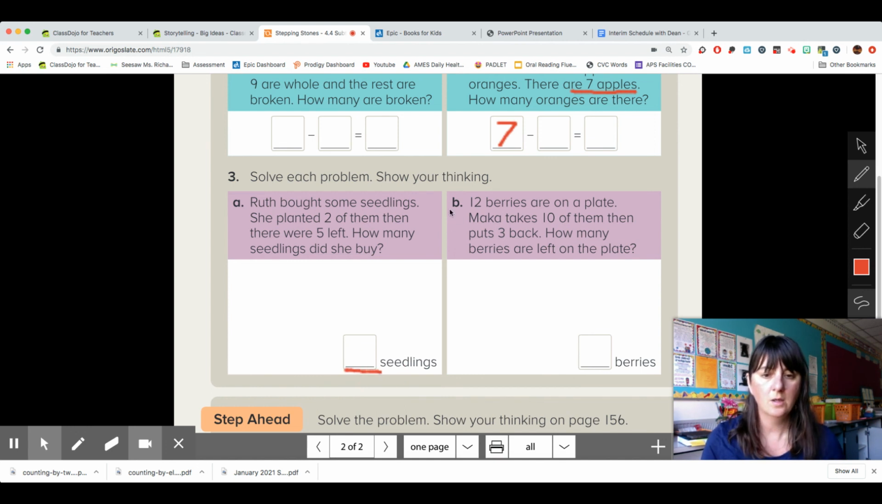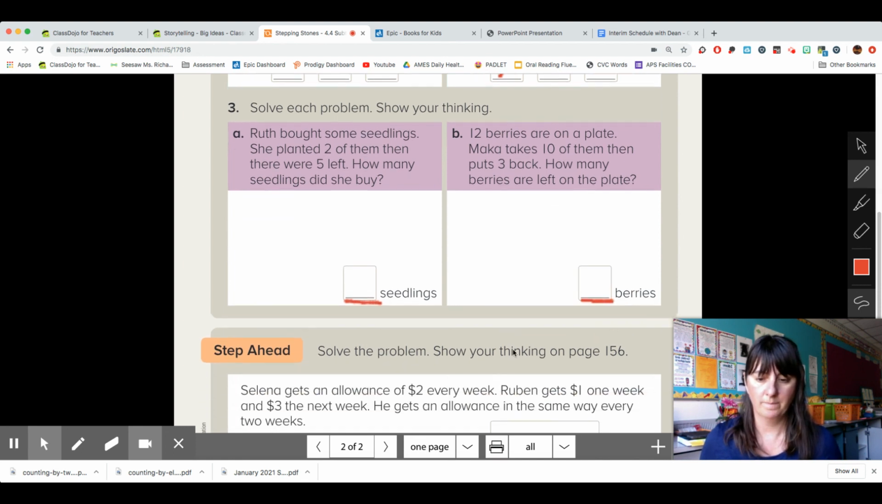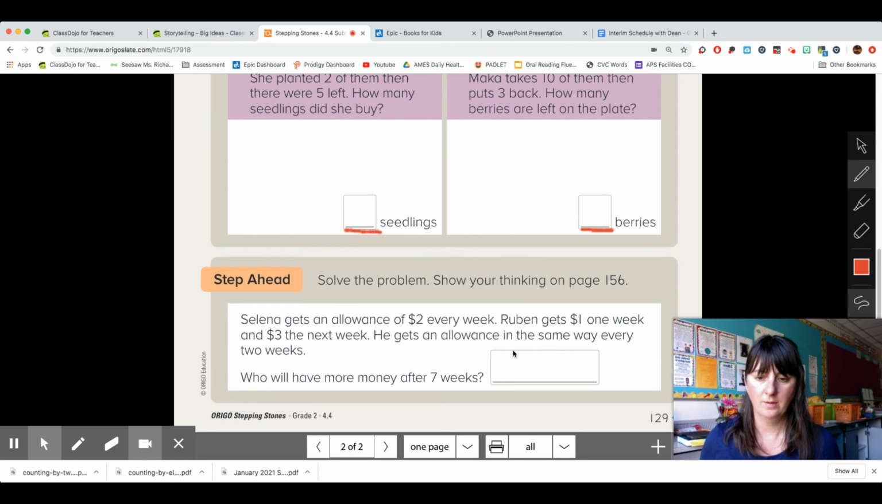For B, 12 berries are on a plate. Maka takes 10 of them, then puts 3 back. How many berries are left on the plate? And here's where you put your answer, and here's your space to show your work. And the step ahead, solve the problem. Show your thinking on page 156. Remember, we talked about how page 156 is workspace. It's blank pages for you to do lots of work on.